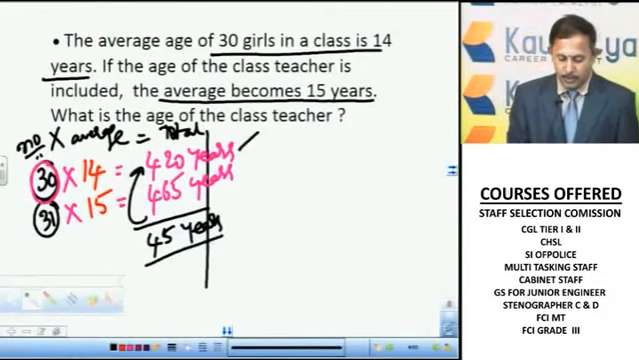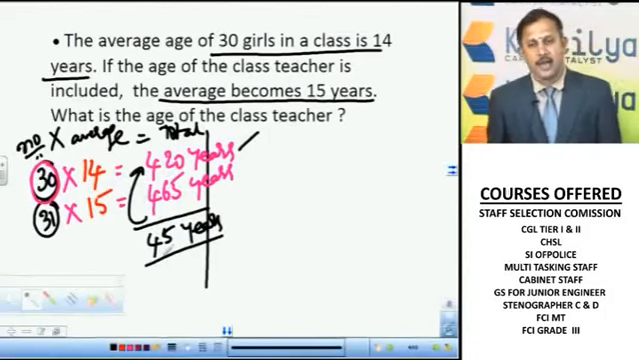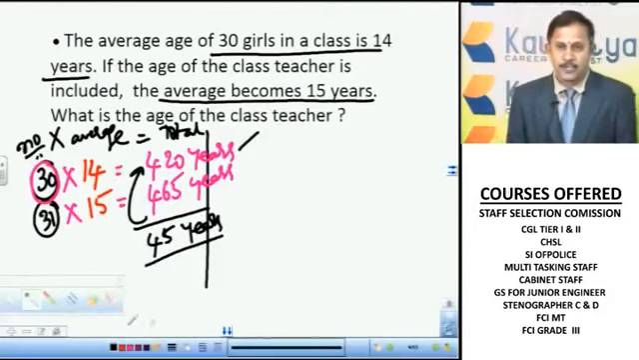Out of the total 465 as the total of 31 members, if you delete the total for 30 members as 420, then we can get 45 years as the age of the class teacher. But there is another method, right? Let us observe the second procedure, which will be helpful to the average student.